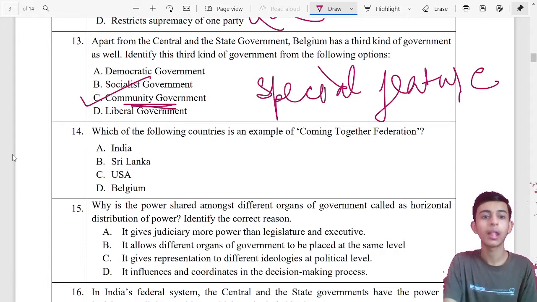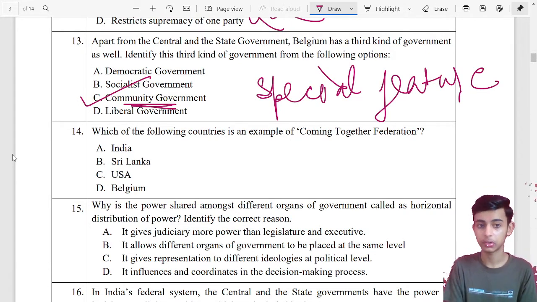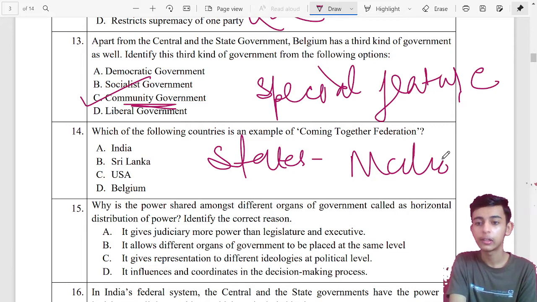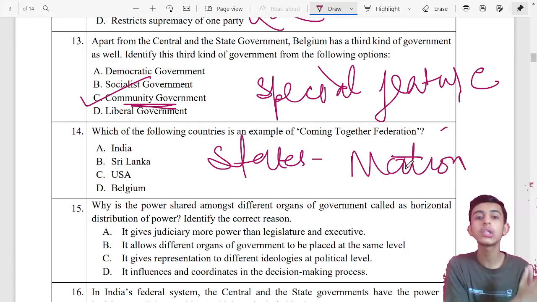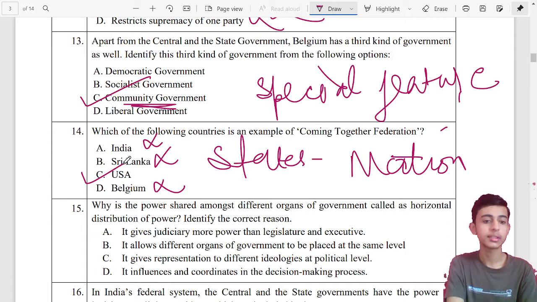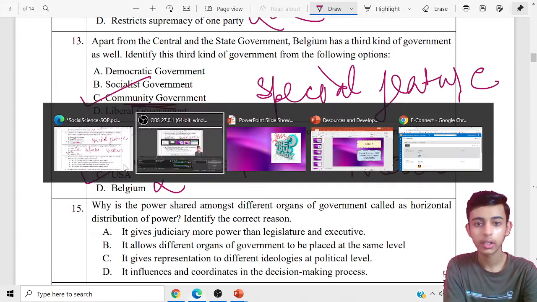Next. Which of the following countries is an example of coming together federation? Is it India, Sri Lanka, USA, or Belgium? Coming together means when different states are forming the nation. And holding together is when the nation is splitting into states. So India, Sri Lanka and Belgium are holding together federations. So USA becomes your correct answer.